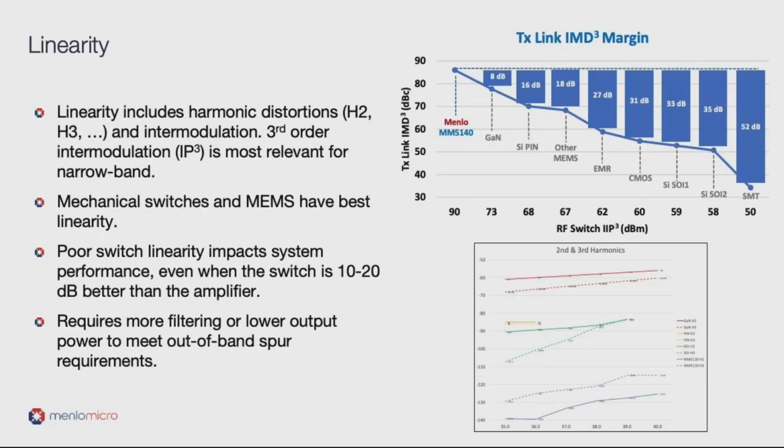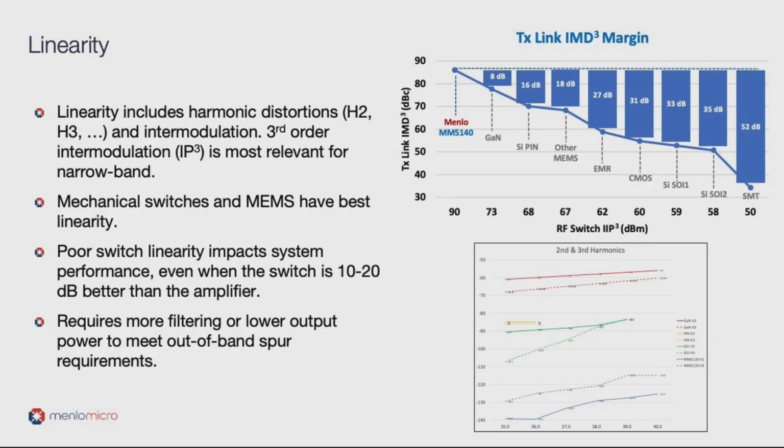Linearity is another important consideration when choosing between different high power RF switches. Linearity includes harmonic distortions, such as the second and third harmonic, and intermodulation, such as IP3 and IP2. IP3 is most relevant for any narrowband application, but for broadband, IP2 might also be a concern.